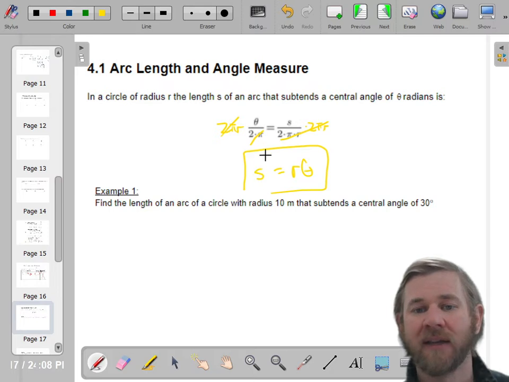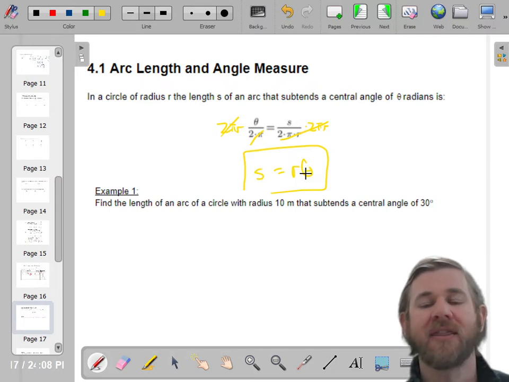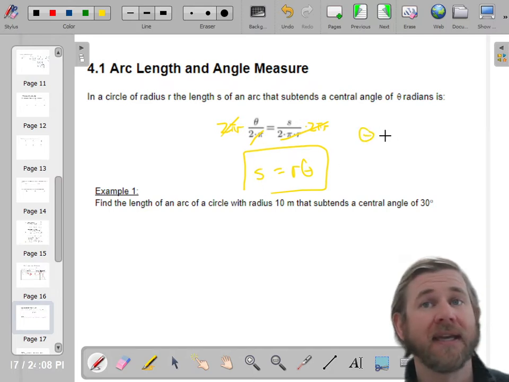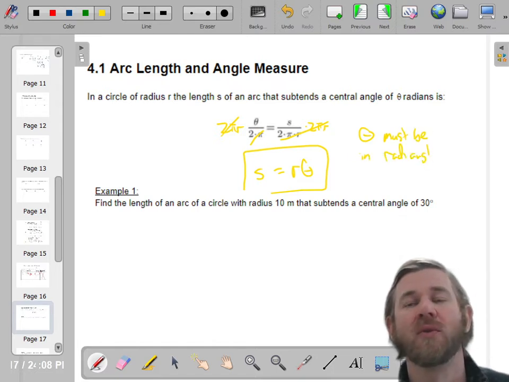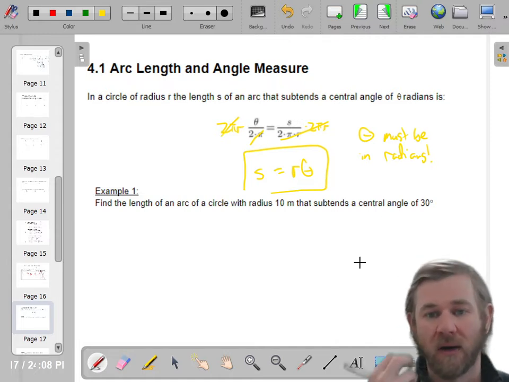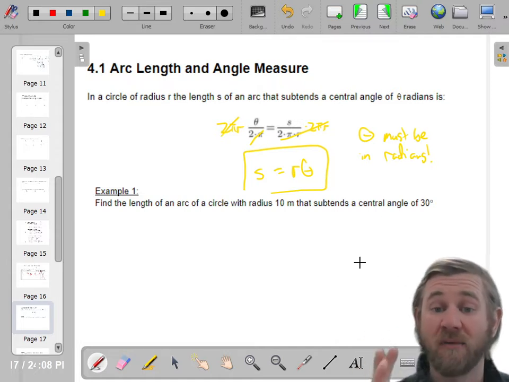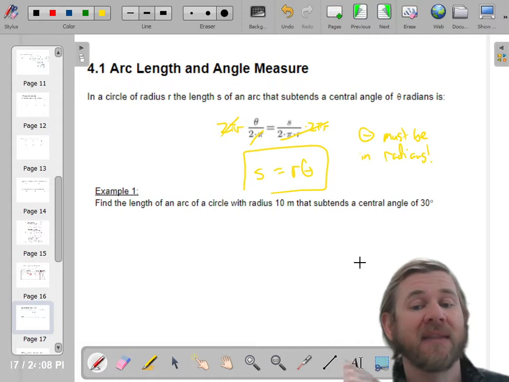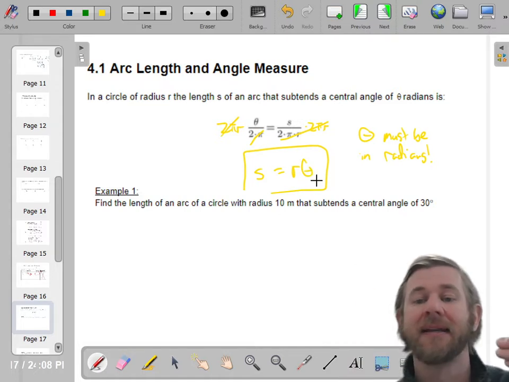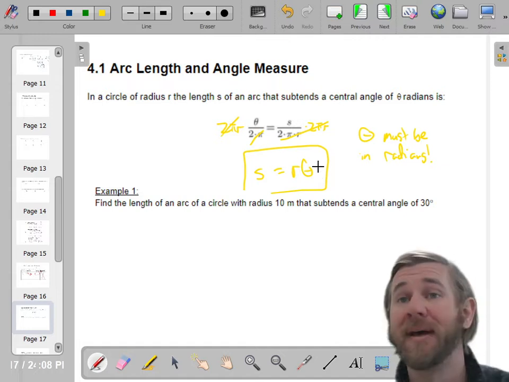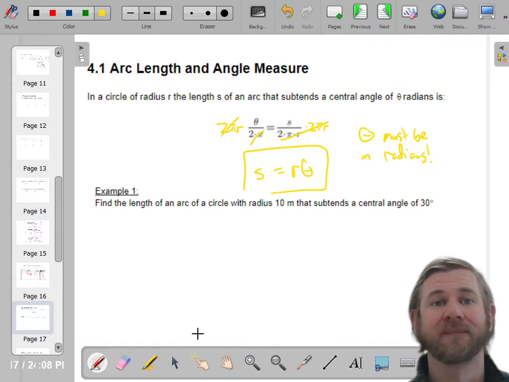S is the arc length, r is the radius, and theta is the angle. The only trick is theta has to be in radians. If you don't use radians, this doesn't work. So just be careful because that's how I'm going to trick you: I'm going to give you an angle that's in degrees, and you need to remember, first convert it to radians. Now we just practice converting them, but they might be on the unit circle, you don't even need to bother.